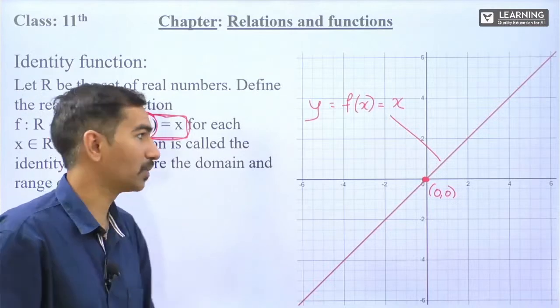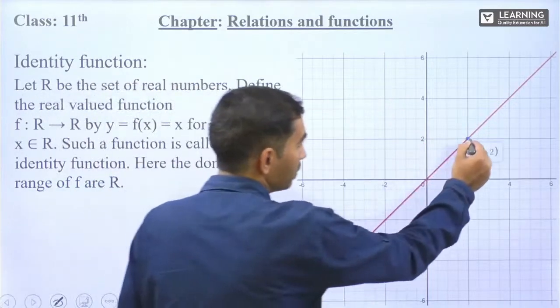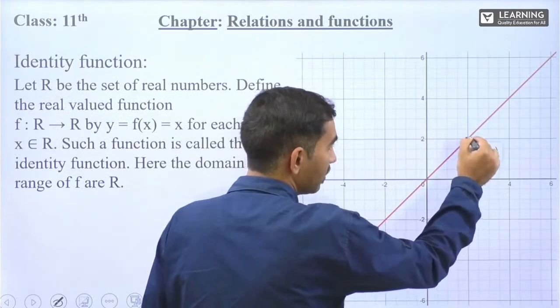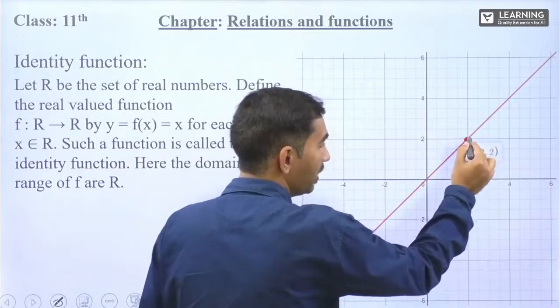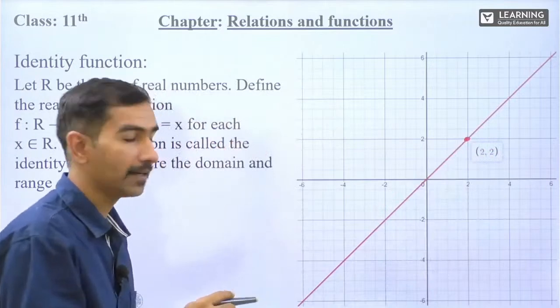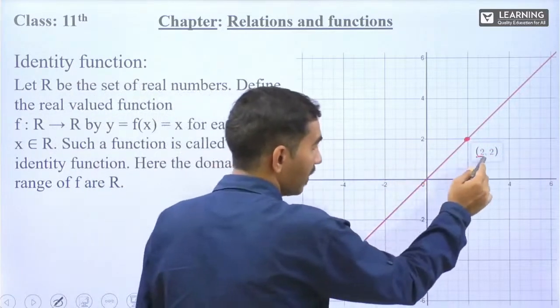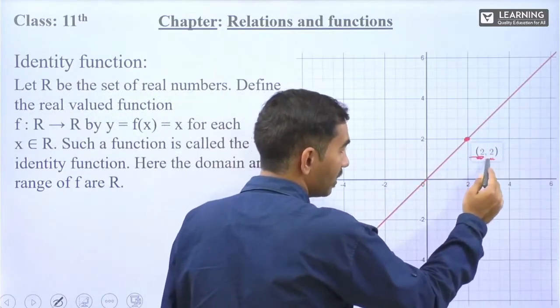See the next one here: (2, 2). This point, the blue point, is lying on the line, correct? What is the value of x? The value of x is 2. What is the value of y? The value of y is also 2.